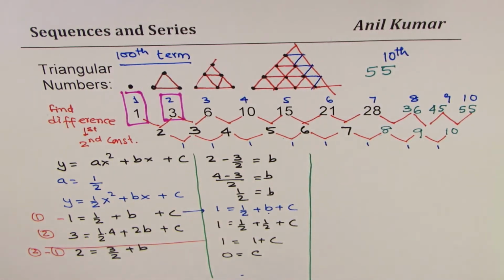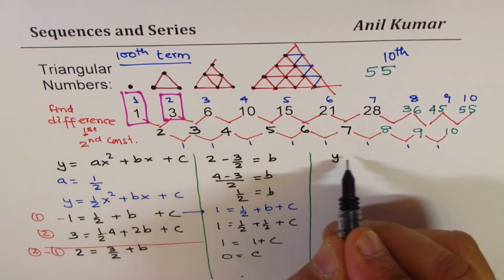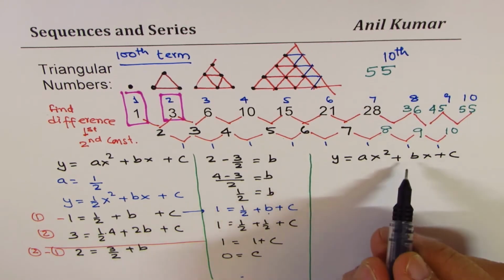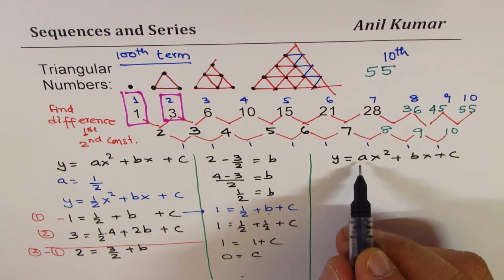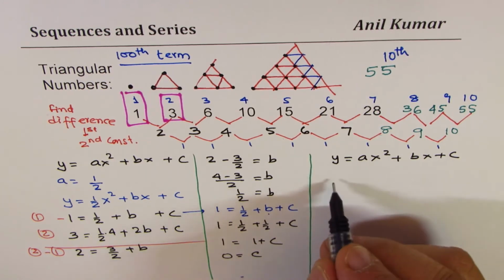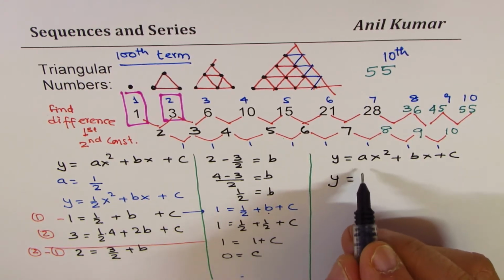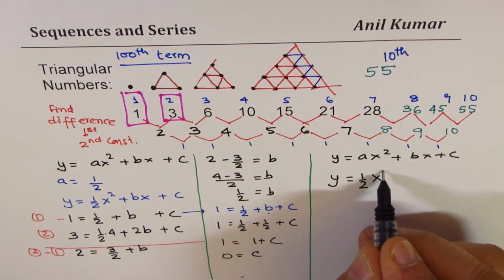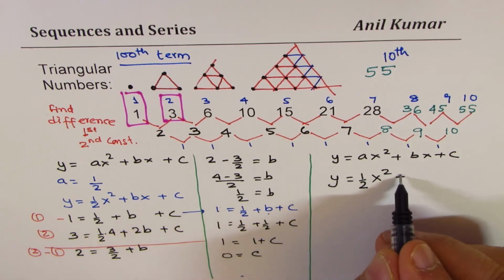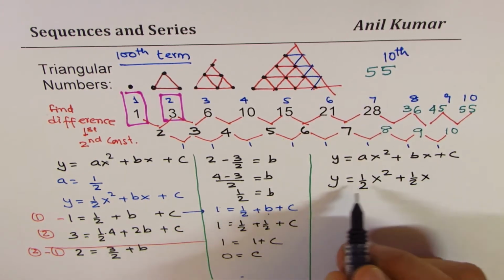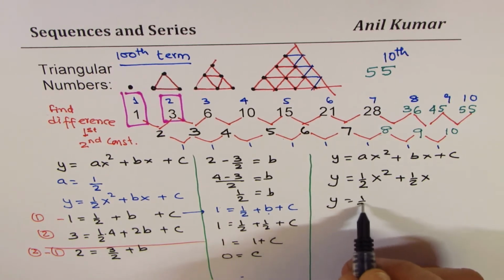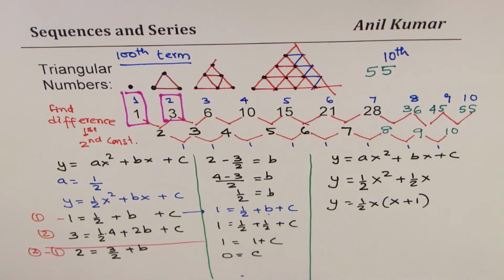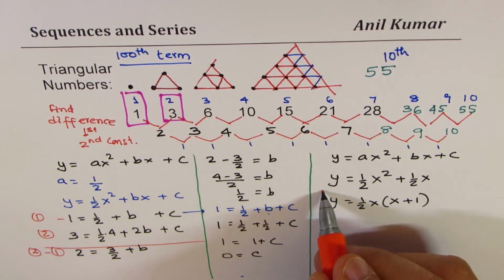Now if c is 0, b is half, what is this equation? Now we wanted to find y equals ax squared plus bx plus c. We know a is half, b is half, and c is 0, right? And therefore, substituting their values, we get y equals half x squared plus half of x. Now we can take half x common, so we get y equals half x times, and what do we get here? We get x plus 1. Do you see that? So that becomes the general formula for triangular numbers.